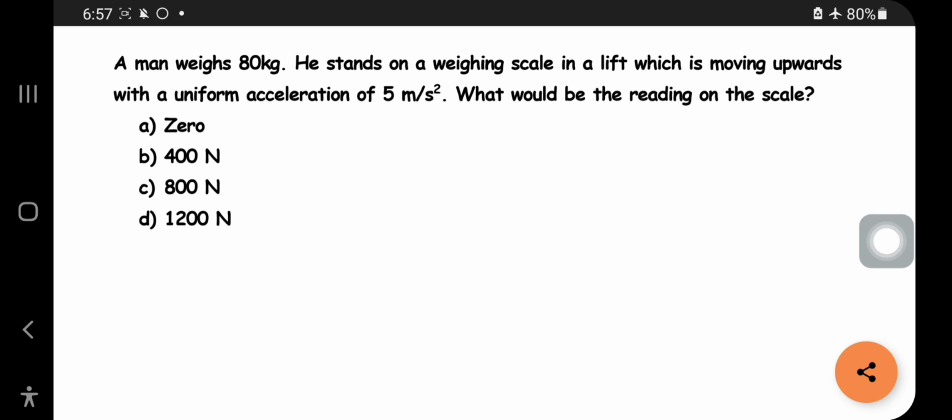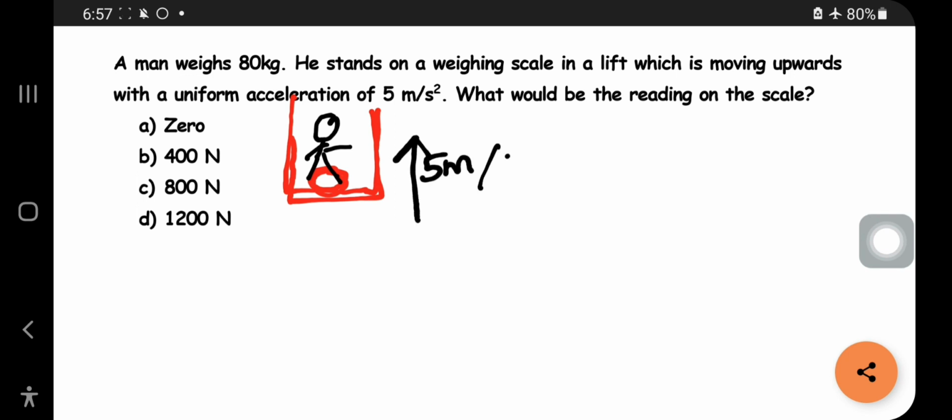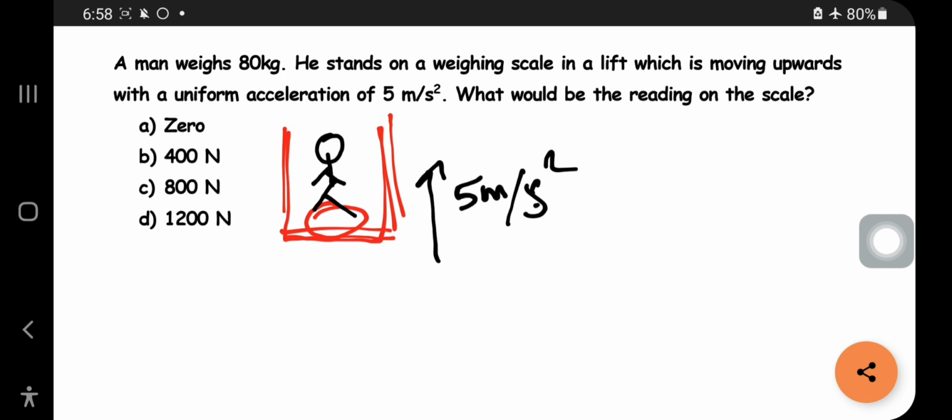For solving this question, we will need a pictorial representation. He is standing on a lift. Assume that this is a weighing scale and a man is standing here. The lift is moving upwards with a uniform acceleration of 5 meter per second square. So the acceleration is acting upwards, but g is acting downwards. What would be the reading on the scale?